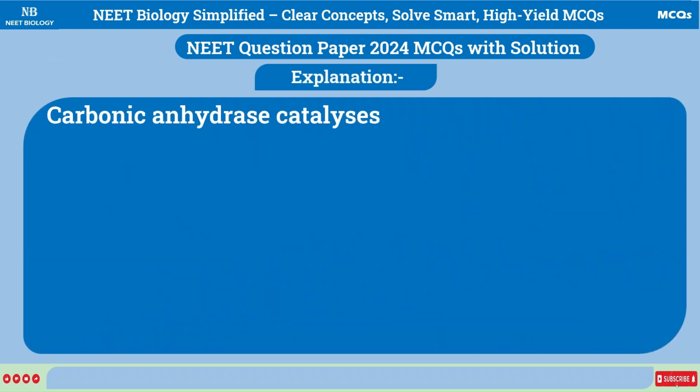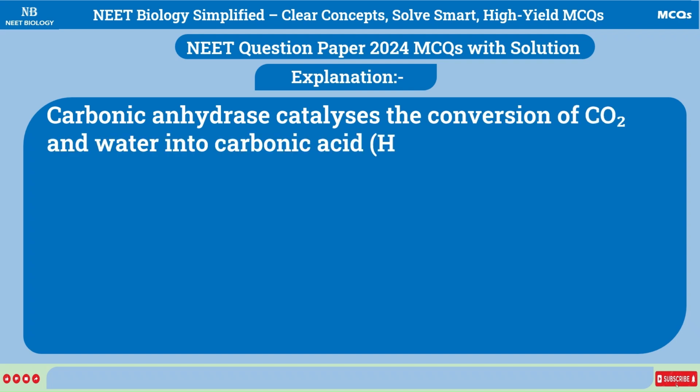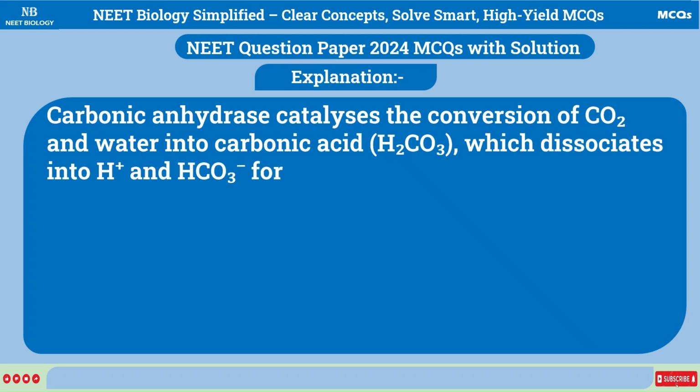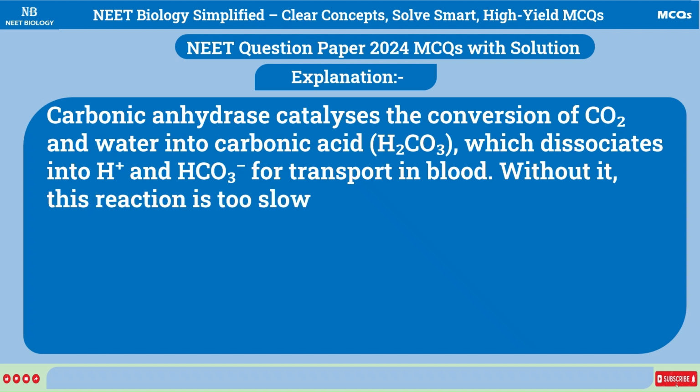Carbonic anhydrase catalyzes the conversion of carbon dioxide and water into carbonic acid, which dissociates into hydrogen ion and bicarbonate ion for transport in blood. Without it, this reaction is too slow, leading to decreased carbon dioxide transport.